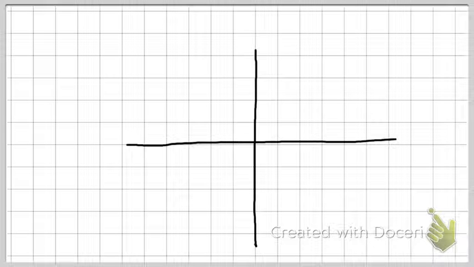We'll just talk about the parts of a coordinate plane. If we look at a coordinate plane this way, that, of course, is our y-axis. Here is our x-axis.